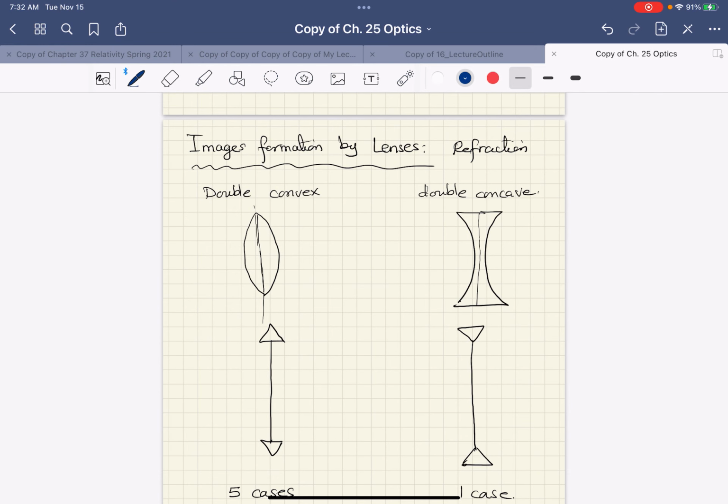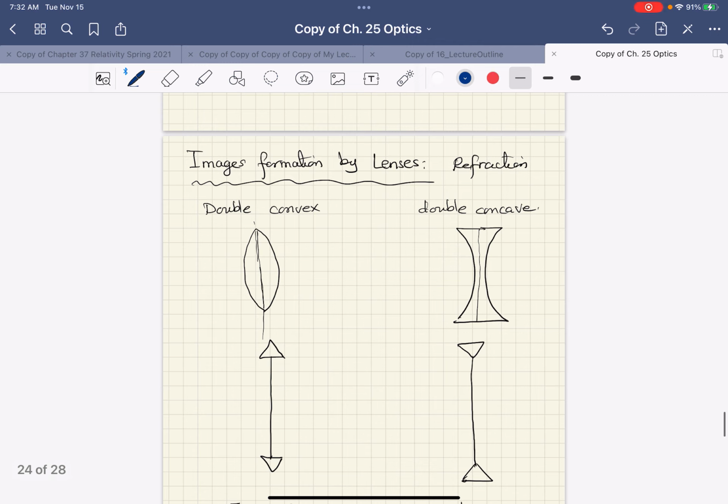Hi, now this is for sure going to be the last part. And this is about images forming by lenses.